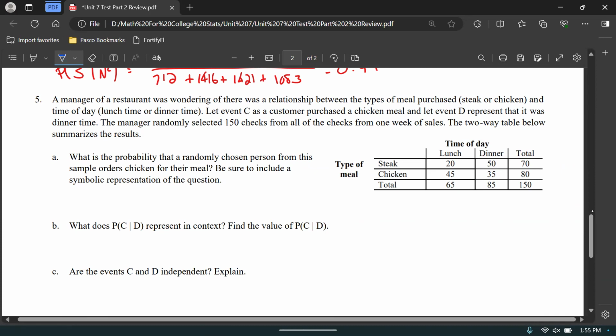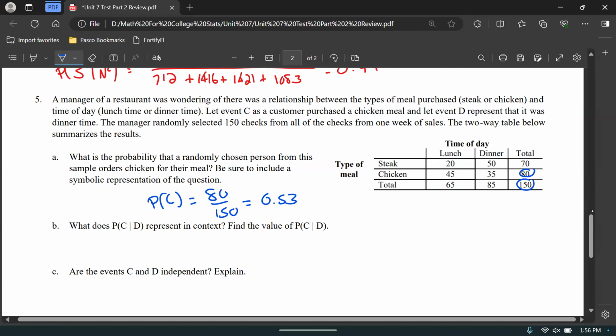What is the probability that a randomly chosen person from this sample orders chicken for their meal? Be sure to include a symbolic representation of this question. Randomly chosen person from the sample orders chicken. So just probability they order chicken. Well, we had 80 people order chicken out of 150, right? So 80 out of 150. So 80 out of 150 comes out to what? 0.53.